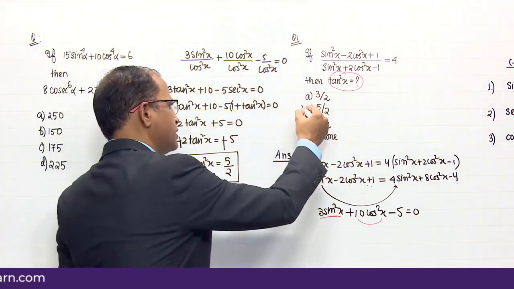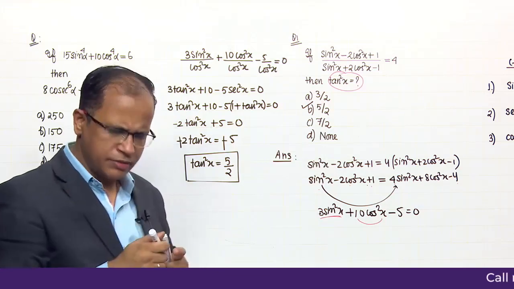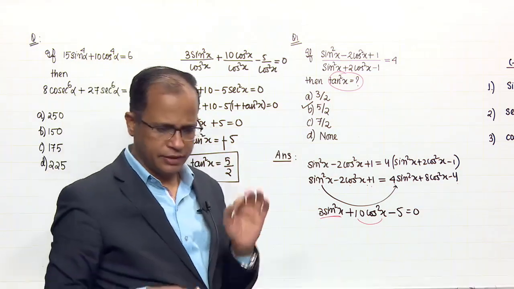So B is the answer. What we have done is use the identities. This is a very simple question. I have just applied the identities in this particular question, right?